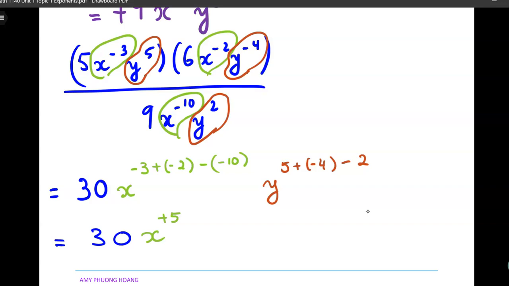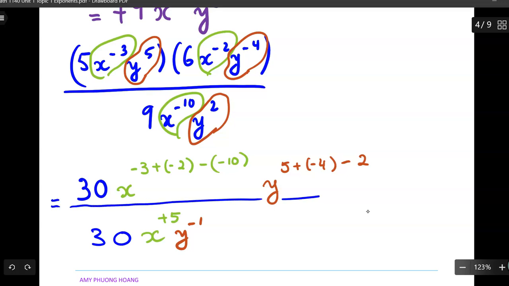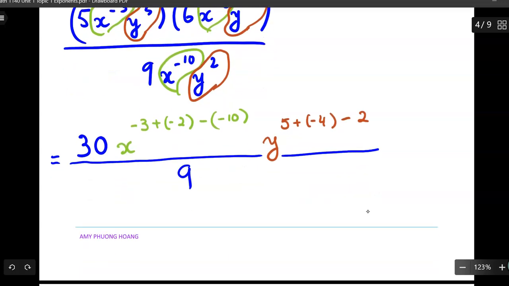I'm sorry, so it will be y to the negative 1. And don't forget the 9. So I should do this. This should be equal to this whole thing divided by 9. So I will rewrite that in a minute. So this should be divided by 9, right? And then it's equal to 30 over 9.